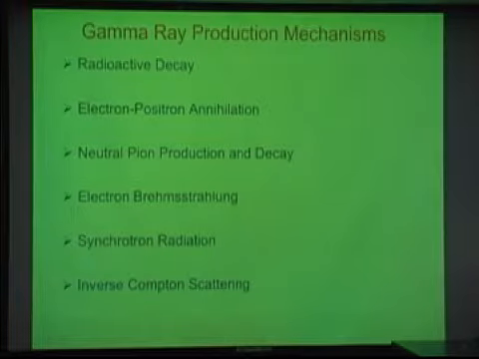The production mechanisms for gamma rays, I've listed 6 major ones. Radioactive decay, electron-positron annihilation, decays of neutral pions, that's of high relevance to astrophysics, electron bremsstrahlung, synchrotron radiation, and something known as inverse Compton scattering. I'm going to describe each of these briefly.